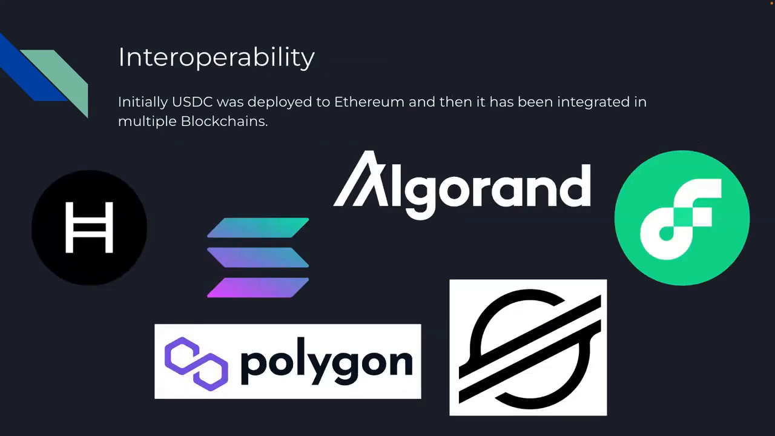The last thing I want to talk about is the fact that USDC has created this standard, but this standard is interoperable with plenty of different standards out there. The first deployment was made on the Ethereum mainnet, and then it has been integrated into many different blockchains, for example Hedera, Solana, Polygon, Stellar, Algorand, and Flow, and each of them uses the same standard, basically those six functions that we saw before.